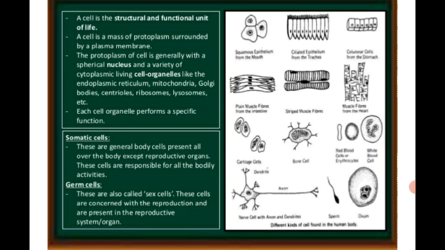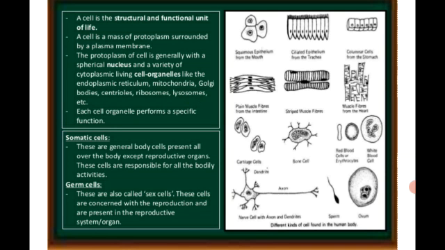The mitochondria produce energy, and the mitochondria is the place where ATP formation takes place, or you may say cellular respiration takes place over here. Each cell organelle performs a specific function. Ribosomes help in the formation of proteins. Lysosomes are known as suicidal bags, so they remove waste material.